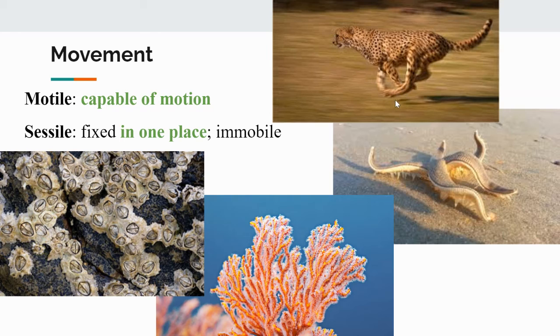So a cheetah is motile, and a starfish is motile. You can see it actually move. It has these little tube feet under it. But this organism, this barnacle, is sessile. Once it's attached somewhere, it cannot move on its own. And this right here, which is a coral, that coral is sessile. Once it starts growing in one place, it does not move. So motile can move, sessile is stuck in one place.